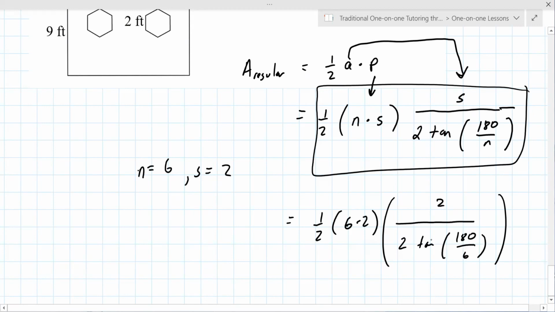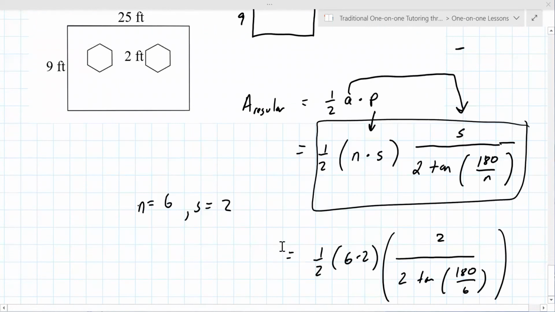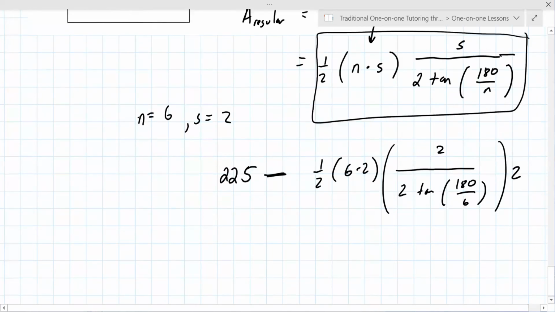And that'll give you the area of one of them, but you want 2 of them, right? So you could multiply it by 2, but there's even more. You have to subtract it from this number, 225. So there's a lot here. If you go to your Desmos, you really want to do this: 225 minus this times 2. And then there's one last step.